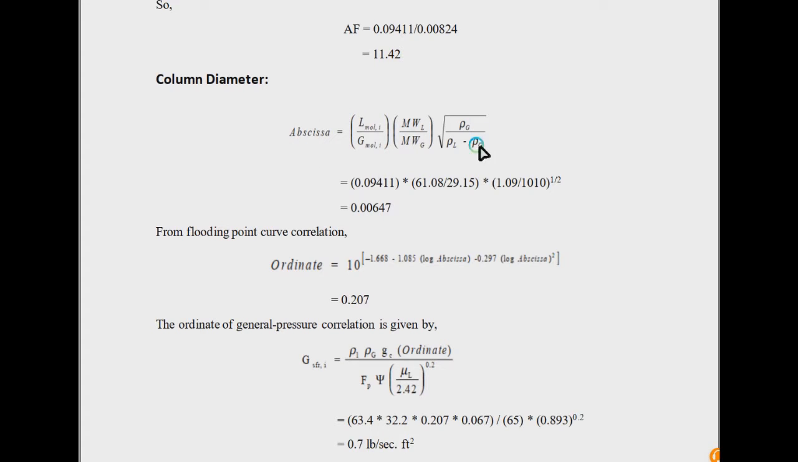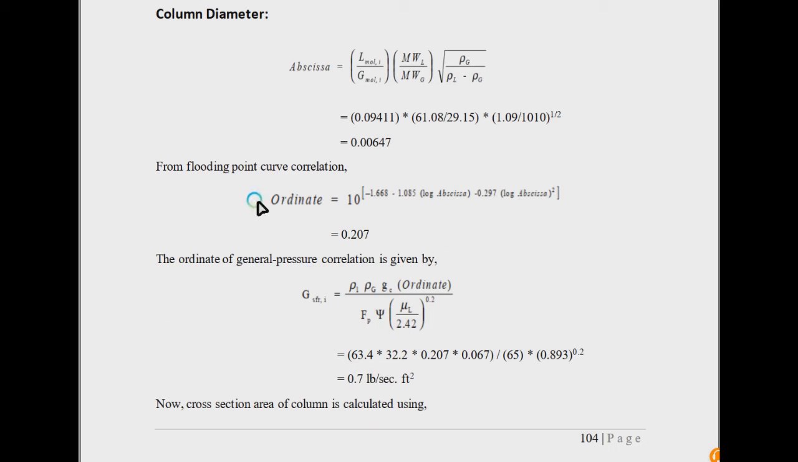So first of all, using the generalized correlation of the flooding, you can find out the abscissa. You know, the x-axis is called the abscissa and the y-axis is called the ordinate. It is based on L mole I interfacial over G mole I, times the square root of MWL over MWG. MWL is the molar weight of the liquid, the average based on the mixture if you have. MWG is the gas molar weight, and the square root of rho G, density of gas, over density of liquid minus density of gas. So for example, let's say I have got 0.00647 as the abscissa.